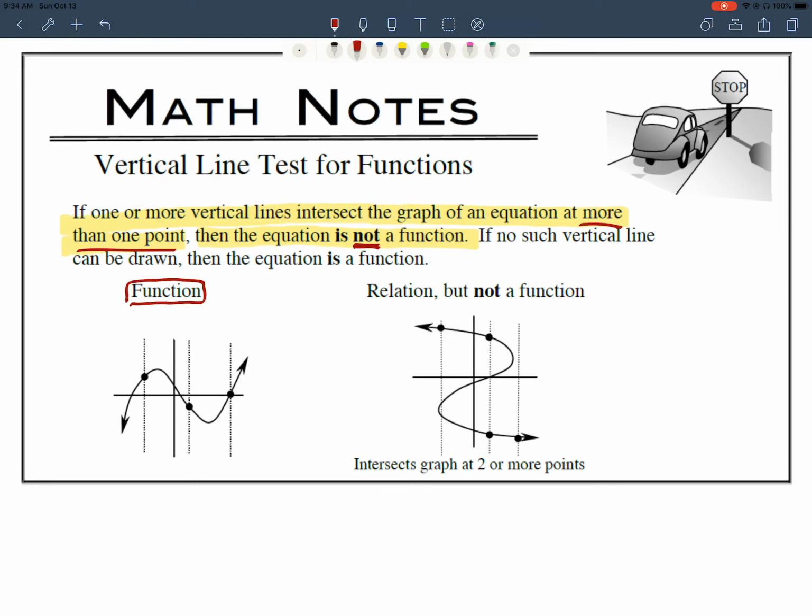So if we were being specific about this one on the left here, this would be a function because if I drew vertical lines anywhere on this graph, you notice it only hits the graph in one place. You could hit it anywhere on that graph. If you dropped a vertical line through it, it would only hit the graph once. Remember, for each input, there is exactly one output.